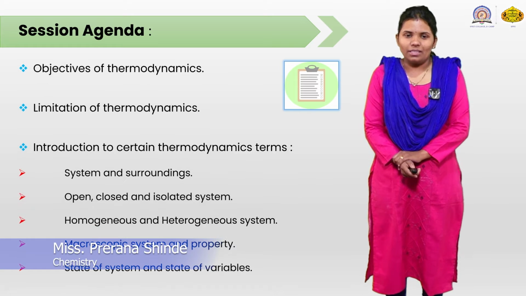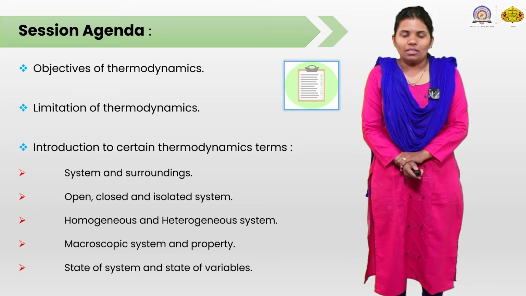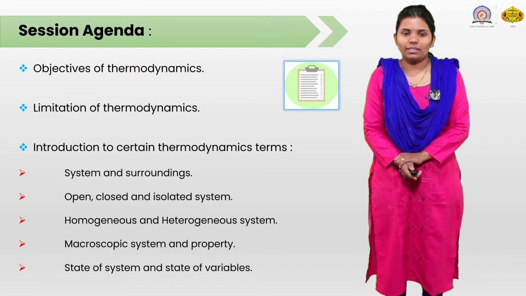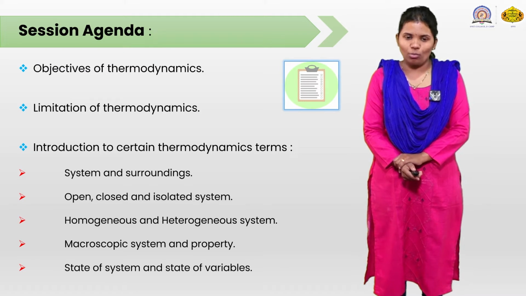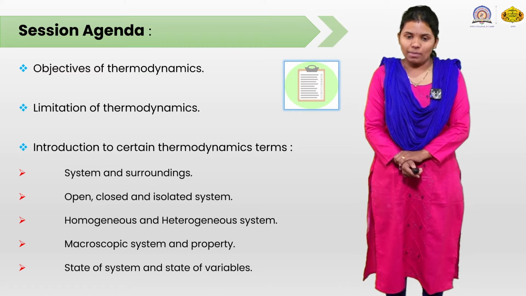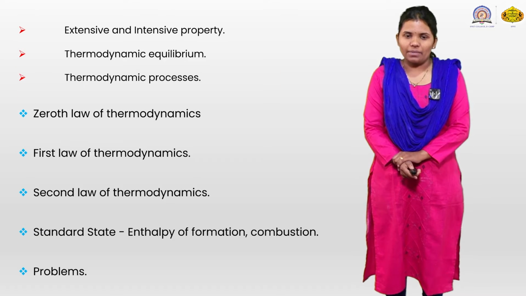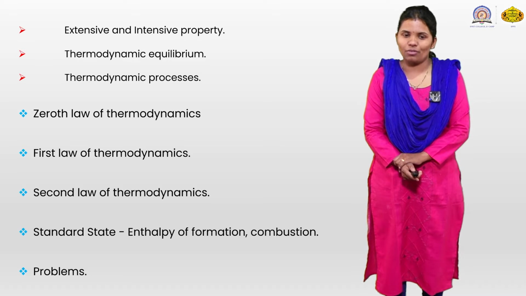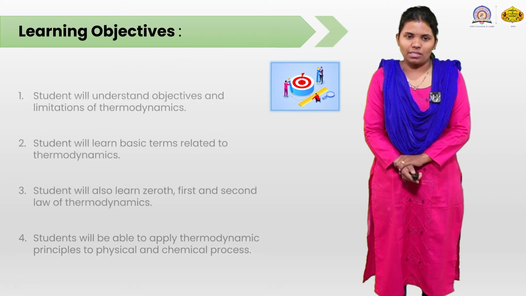Today we are going to see the topic from the F.Y.B.Sc., that is thermodynamics. We are going to see the objective of thermodynamics, limitation of thermodynamics, and the introduction of terms like system and surrounding, open, closed and isolated system, homogeneous and heterogeneous system, macroscopic system and its property, state of a system and the state variables, extensive and intensive property, thermodynamic equilibrium, thermodynamic process. In that we are going to again see the laws of thermodynamics, the 0th, 1st, 2nd law of thermodynamics and the problems based on these aspects.